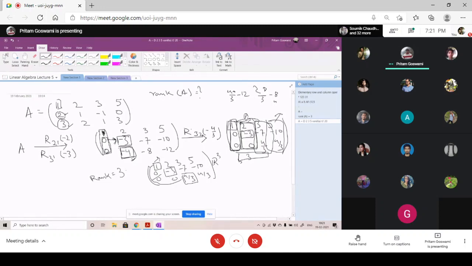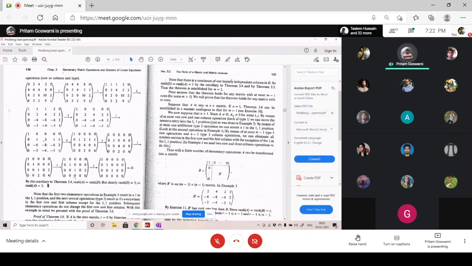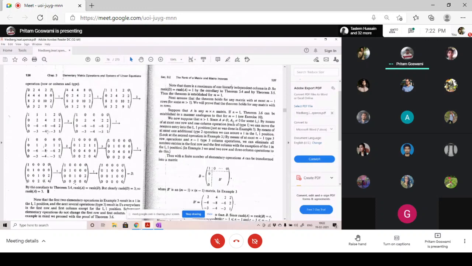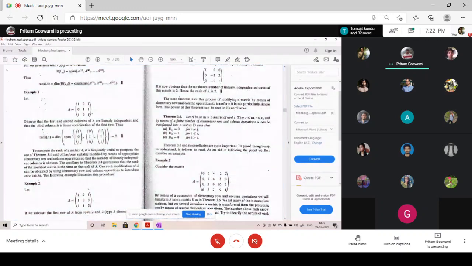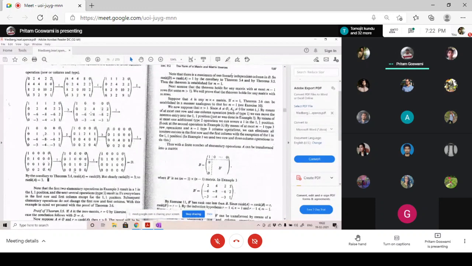Clear? Clear. Everyone? Yes, sir. Okay. So in here, they have done the same thing, but they have diagonalized.